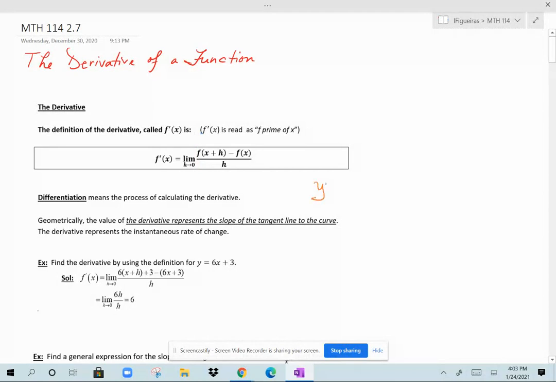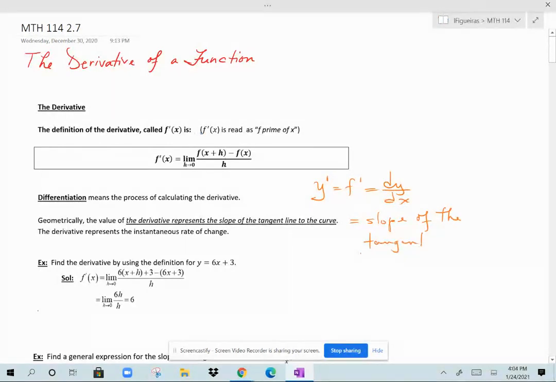Remember that the derivative, y prime or f prime, also stated as dy over dx, that's three different notations you can use to denote the derivative. This represents the slope of the tangent line to the curve.